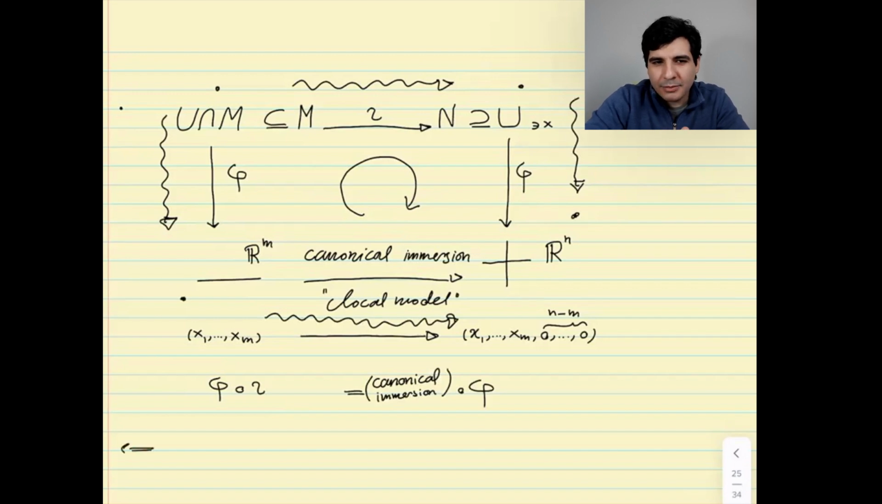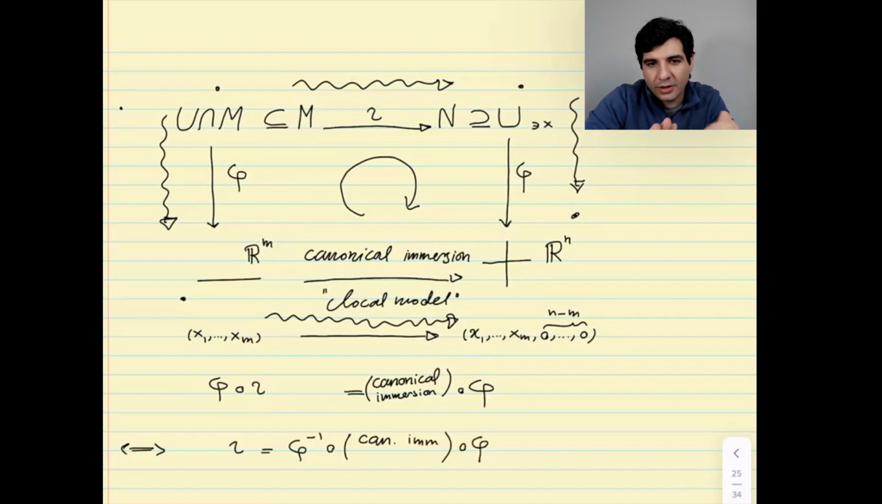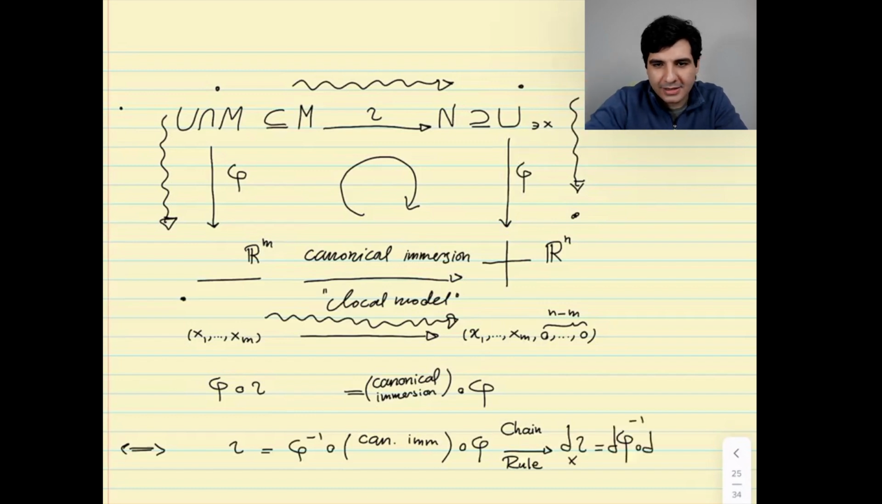Okay, so why does it imply iota must be an immersion? Well, we can apply phi inverse since it's a diffeomorphism on some small set. We can apply phi inverse on the left of both sides of the equation. So iota would be phi inverse composed with canonical immersion composed with phi, right? Now using chain rule, we can take the derivative of both sides at the point x. So the derivative of iota at x would be the derivative of the maps on the right-hand side: d of phi inverse, d of canonical immersion, and d of phi at corresponding points.